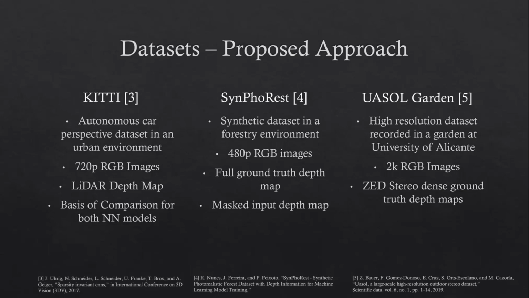and model pruning should behave differently than for KITTI, for example, which is an urban environment and uses real images. And lastly, we use UA Soil Garden, which is a new data set with high resolution, recorded in a garden at the University of Alicante. It has 2K RGB images, and the depth map uses a Z camera stereo dense map. For the input, we use the same mask as for the SimForest. So all 3 data sets comprise information that would benefit the model pruning, so we can identify which sparsity would be the best.